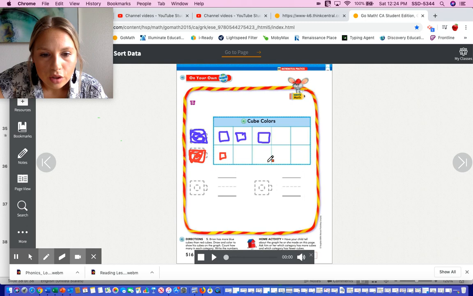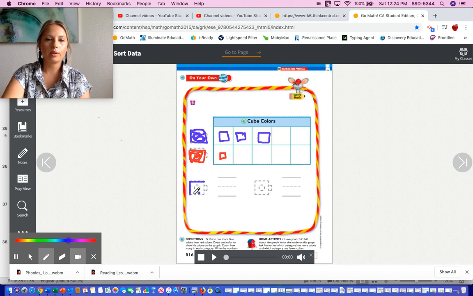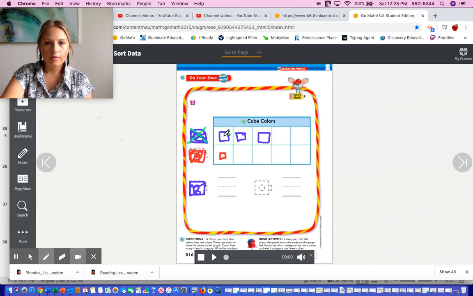Now we're going to count how many are in each category. So I need to make my categories. This one I'm going to make blue again, and I'm going to count. How many blue do I have? Let's see. Remember, I don't count the outside one. I have 1, 2, 3 blue. 3 blue. Let's see how many red I have. So this one's going to be red. Remember, we don't count the outside one. How many red do I have?